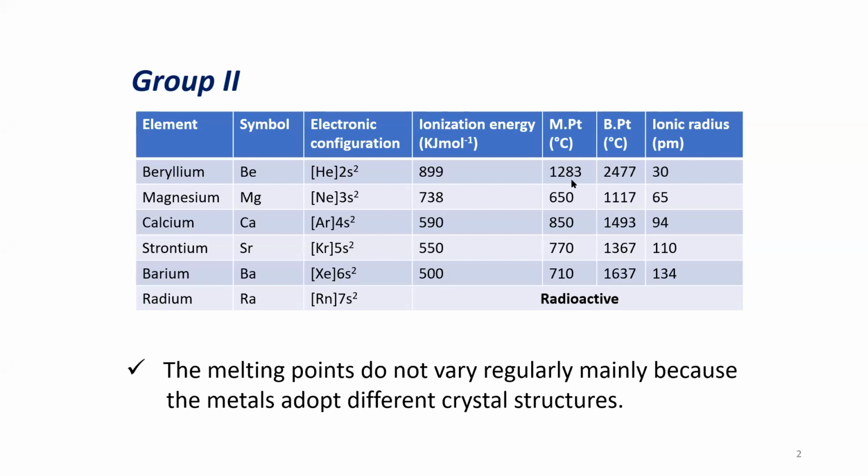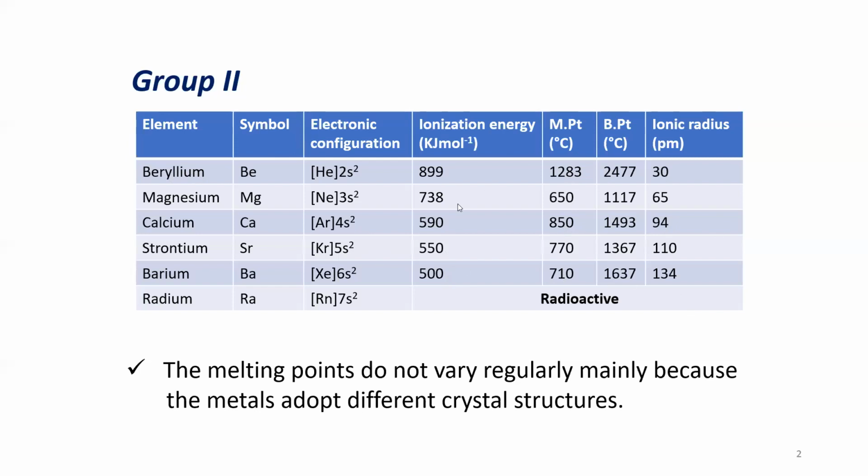Melting and boiling point also reduce. Beryllium has the highest melting point, just like in group 1, lithium had the highest melting and boiling point because of the nuclear pull, which is very strong. So the electrons of lithium and beryllium are very close to the nucleus. They are tightly held. That is why their melting and boiling points are high. Why, as we go down the group, the melting and boiling point reduces. Of course, ionic radius increases.